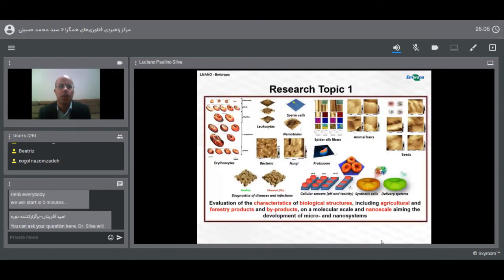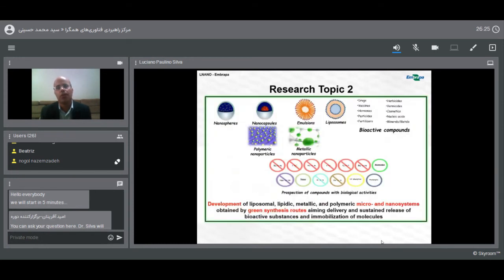The first one is related to the evaluation of the characteristics of biological structures, including agriculture and forestry products and byproducts, on a molecular scale and nanoscale, aiming at the development of micro and nanosystems. Our second research topic is related to the development of liposomal, lipid, metallic, and polymeric micro and nanosystems obtained by green synthesis routes, aiming at the delivery and sustained release of bioactive substances and the immobilization of molecules.